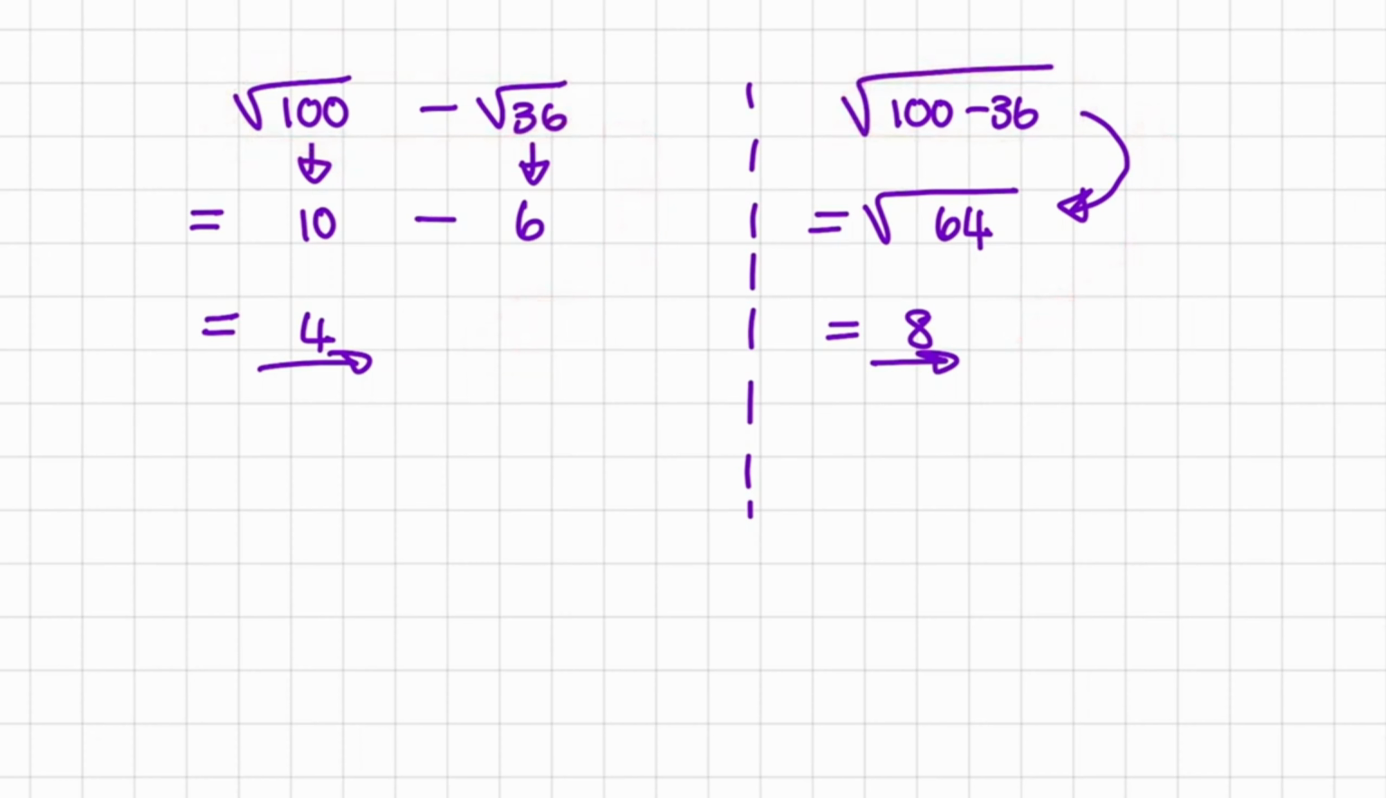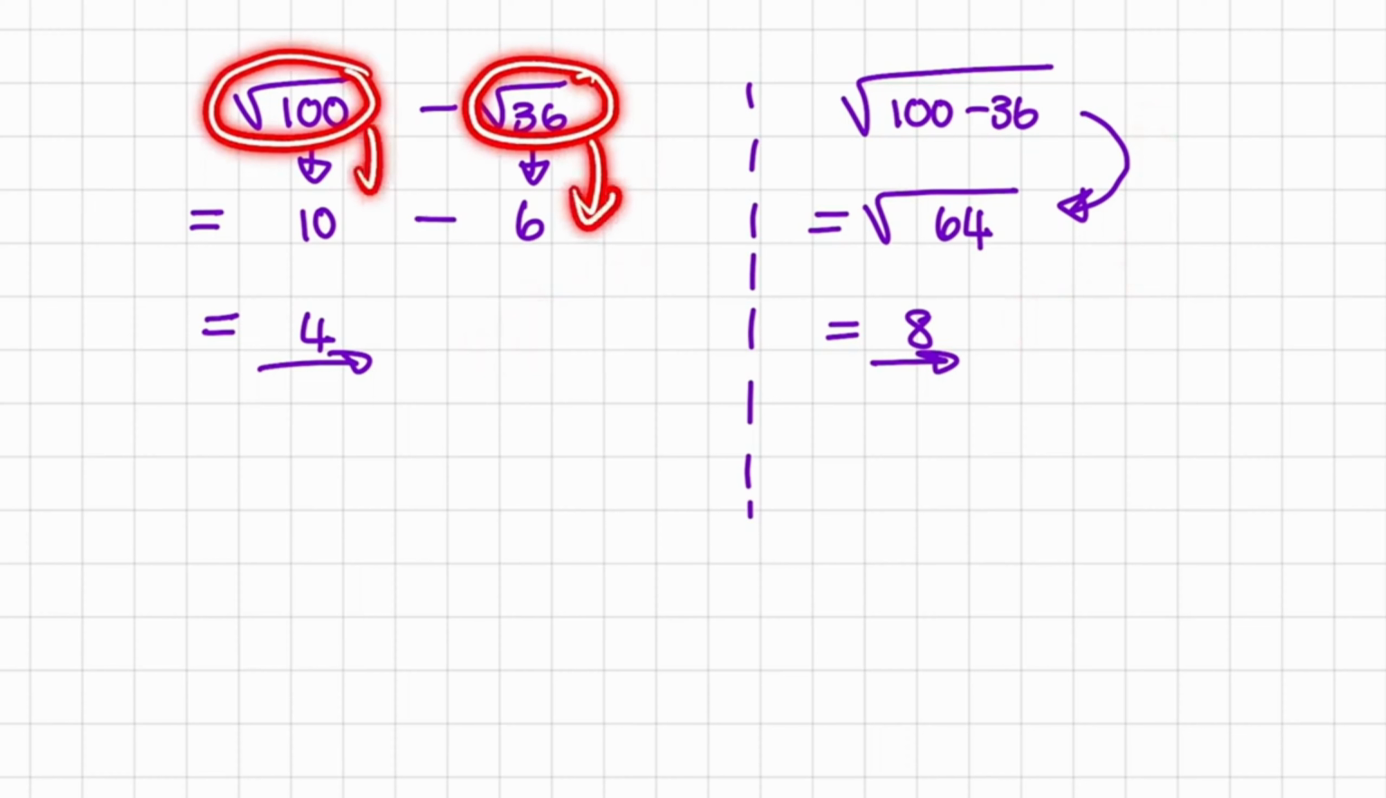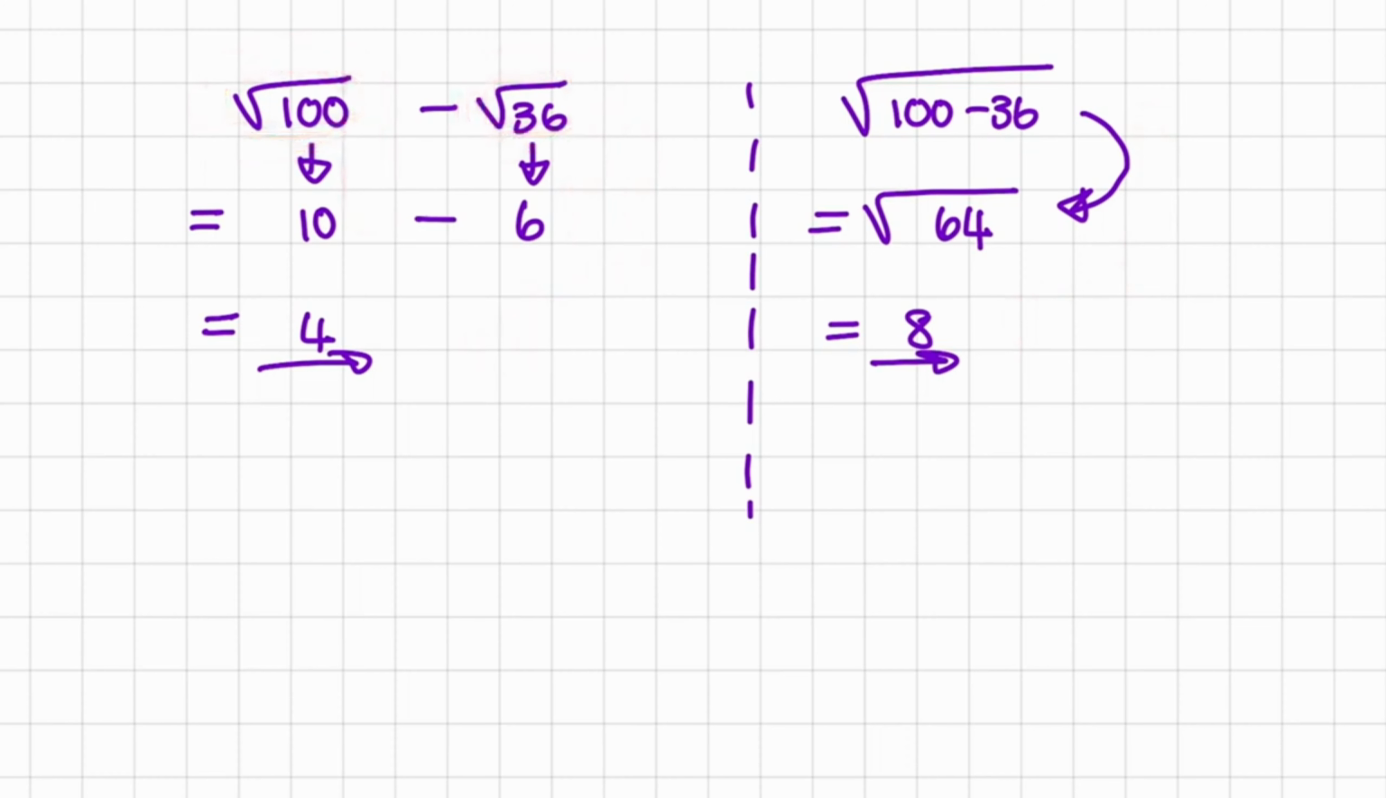And the reason is, in our first example, we first need to find the values of two square roots separately. And in our second example, we first do the calculation inside of the square root and then find the square root of a value.